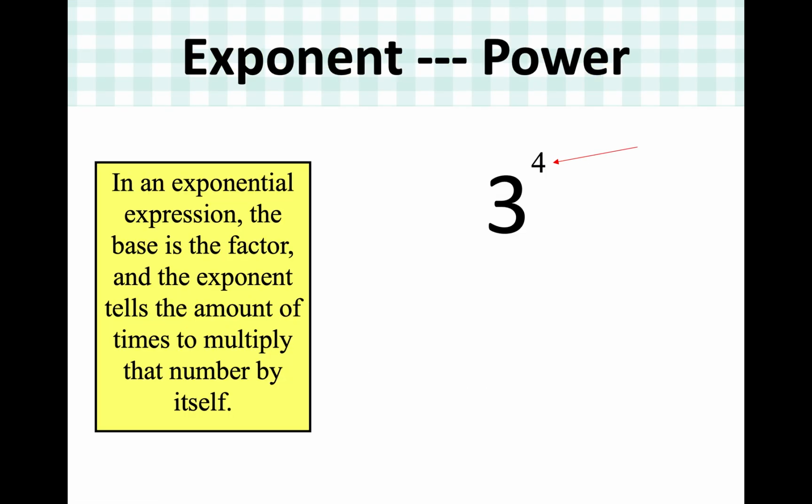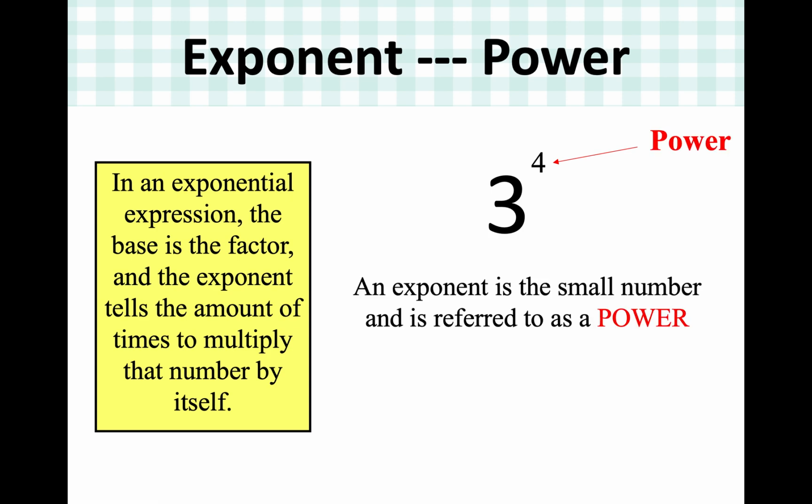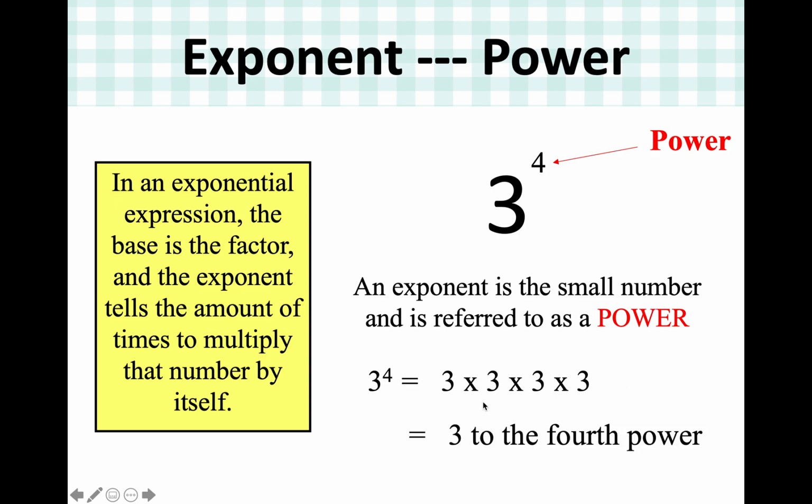Okay, so in an exponential expression, the base is the factor, and the exponent tells how many times you multiply that number by itself. Remember, base times base times base. The exponent tells you how many times you're multiplying the base by itself. So I'm going to have my 3, and I'm doing 3 to the power of 4. An exponent is the small number and referred to as the power. So 3 times 3 times 3 times 3, or 3 to the 4th power.